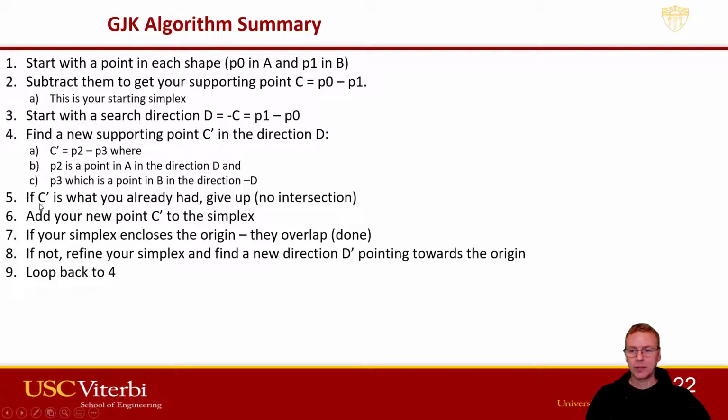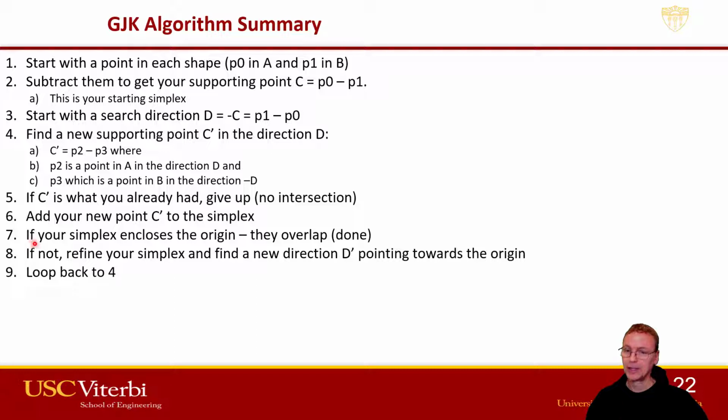Next up, we ask, this new point in the Minkowski difference, C prime, is it already in the simplex that we have? At this point, we only have C. We have C as the only point in there. So if C prime is equal to C, then you give up, you're done. That's it, no intersection. That's the best we could do already. If C prime is not already somewhere in your simplex, then you add the point C prime to the simplex. So you've increased the complexity of your simplex. You have one extra point now. We now have C and C prime in the simplex.